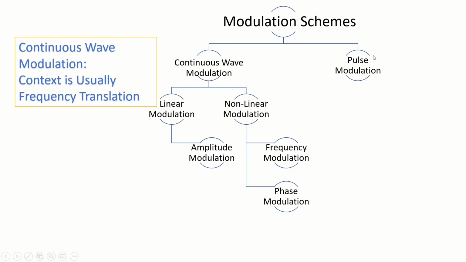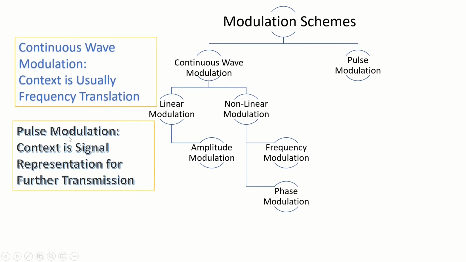Herein, we are more interested in pulse modulation, and the context of pulse modulation is representation of a given signal, that is the message signal, into an alternate form or a waveform for further transmission. That is, we change the waveform of the message signal for further transmission.